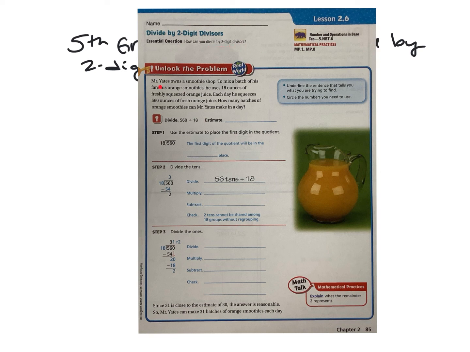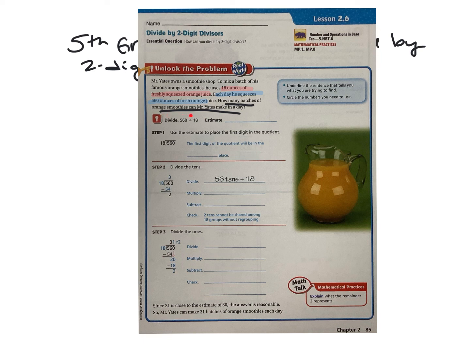Let's unlock the problem. Mr. Yates owns a smoothie shop. To mix a batch of his famous orange smoothies, he uses 18 ounces of freshly squeezed orange juice. I'm going to highlight that. Each day, he squeezes 560 ounces of fresh orange juice. I'm going to highlight that. How many batches of orange smoothie can Mr. Yates make in a day? I'll underline that. You can circle the highlighted parts and then underline the question.